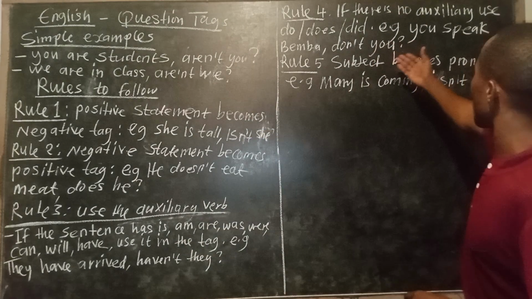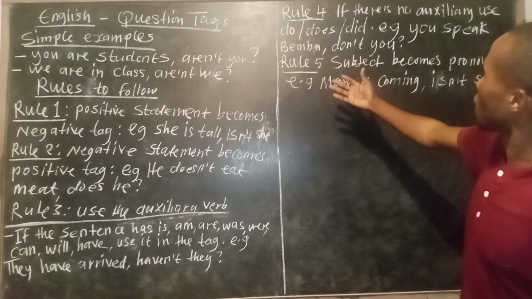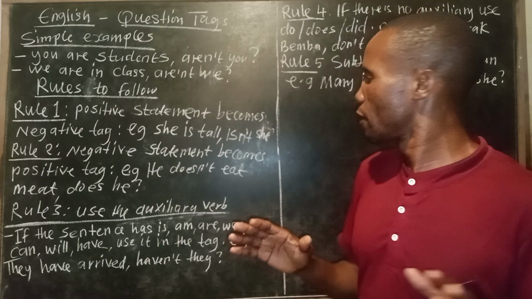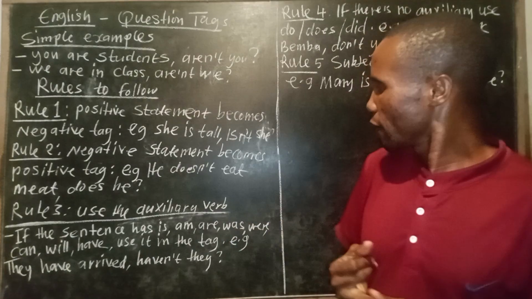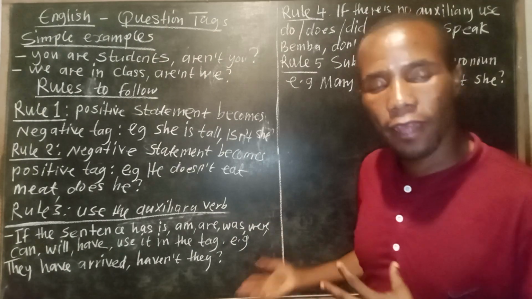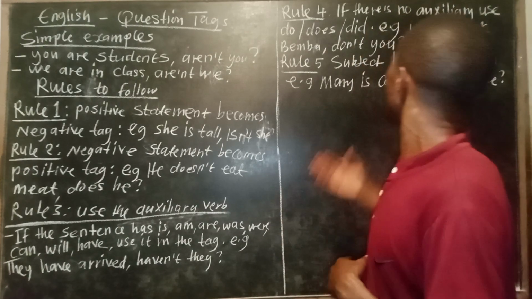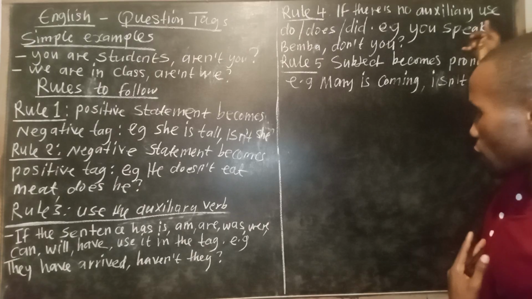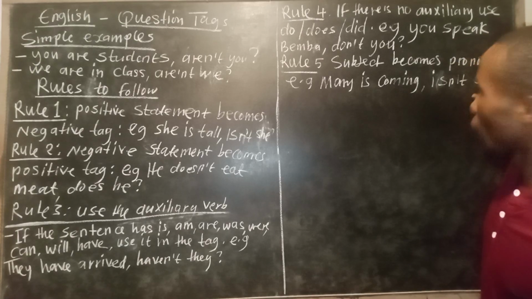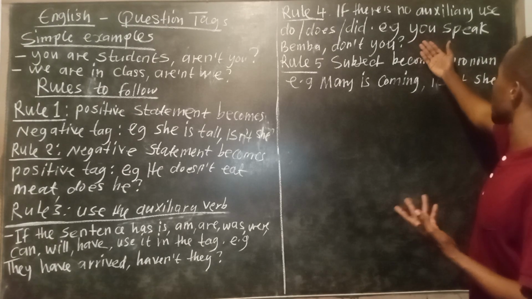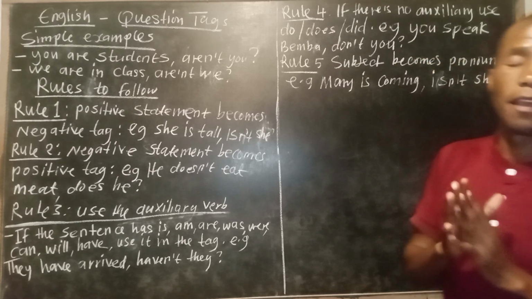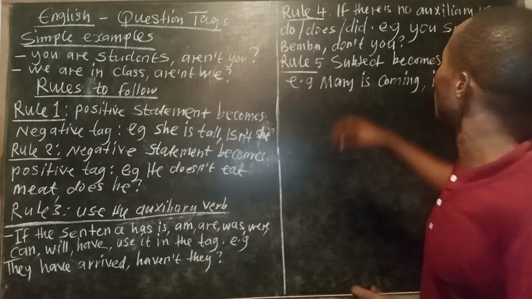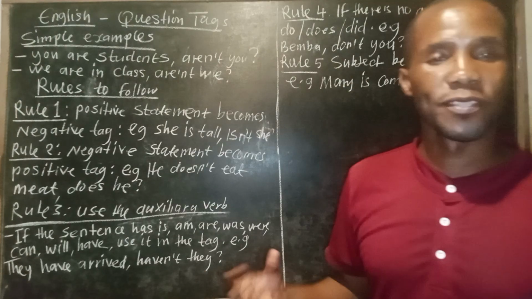For example, you speak Bemba. Okay, you speak Bemba. So there is no auxiliary verb. There is no have, there is no can, there is no are, there is no am, there is no is. The sentence is just saying you speak Bemba. So now, since there is no auxiliary verb, you have to use don't you. So just use don't you.